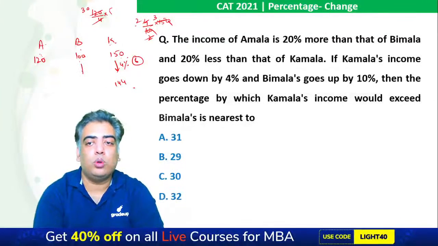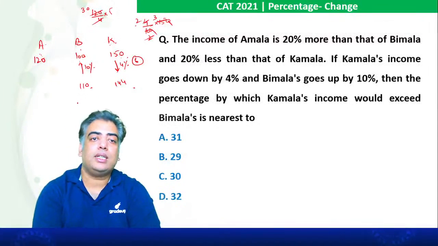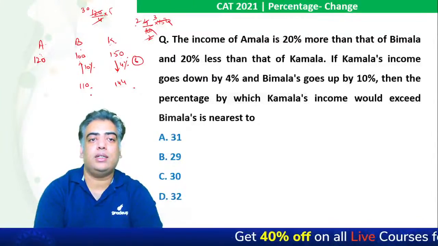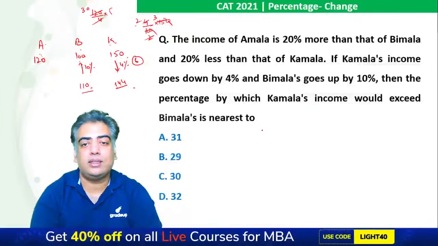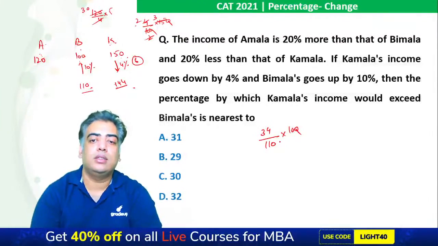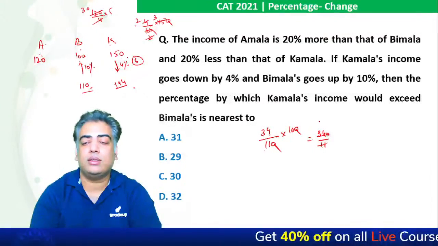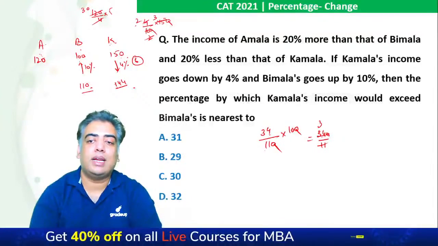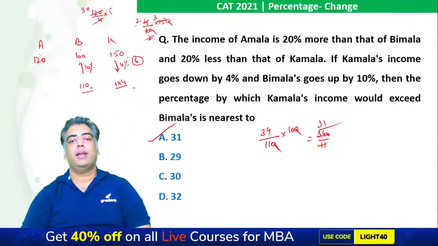And Bimla's income goes up by 10%, 10% of 100 is 10, right? So it becomes 110. Then the percentage by which Kamla's income would exceed Bimla's is nearest to. So difference of these two we can clearly see is 34 upon 110 into 100 is the required answer. 0 0 get cancelled out, right? So 340 upon 11 comes out to be 11, 3s are 33, remaining is 10. So it is very much closer to 31. So answer comes out to be A, 31%.